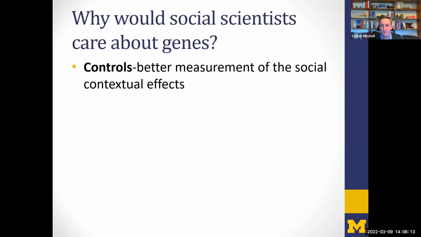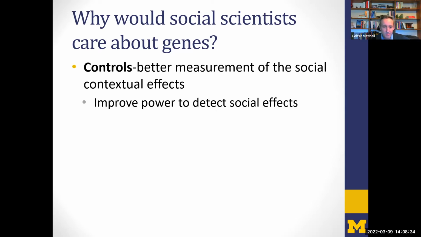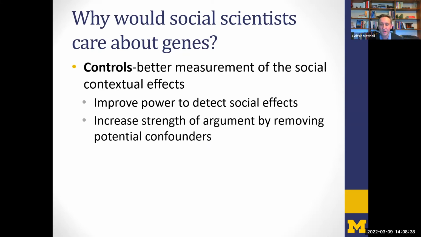So why should social scientists even care about this in general? I've said this in another presentation, but one way to think about it is, even if you don't care at all about the genetics, it's better measurement of kind of social contextual effects. If you can get rid of anything that's due to genetics that's not due to the environment, it improves your controls. So it improves your power to detect the social effects, and increases the strength of your argument by removing some potential confounders, because there will always be people who say, well, it's not really about social things, it's really about genetics. You can control for that.